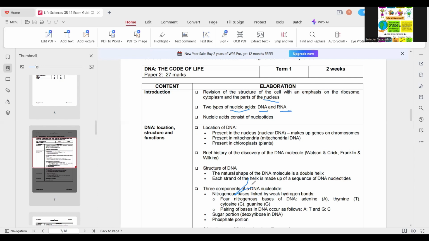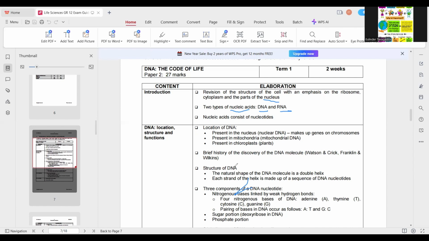Then you move on now to look at the DNA location. You need to know the location, the structure and function. Where is DNA located? We also have what we call extranuclear DNA. So we are going to explain all this in the next lesson. We are also going to focus on a brief history of the discovery of DNA molecules. We have these scientists, Watson, Crick, Franklin, and Wilkins.